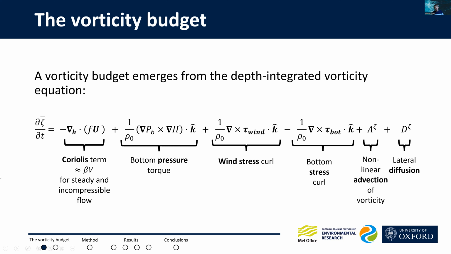So each term in this equation arises from an original acceleration. So the first term here on the right-hand side originates from Coriolis acceleration. Second arises from pressure gradients at the sea floor. Wind stress curl arises from wind stress, and then there are bottom stress, advection and diffusion.